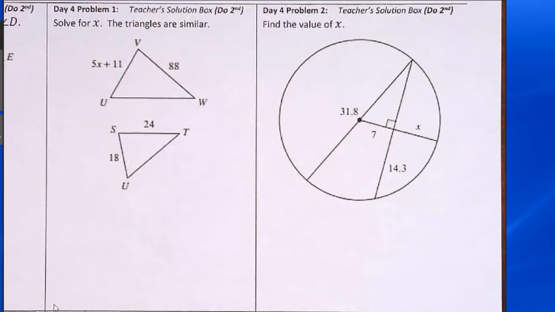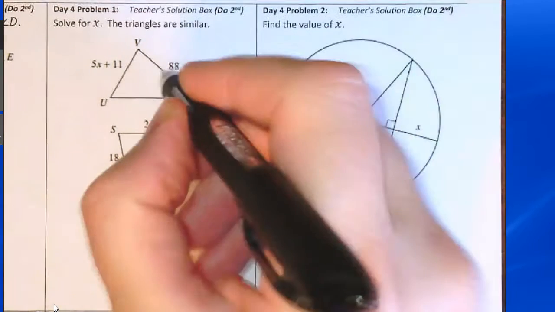Here's a solution for day 4, problem 1. Solve for x, and we know that the triangles are similar. Because they're similar, we can create a proportion between corresponding parts. Just make sure you get the correct sides lined up with the correct sides.